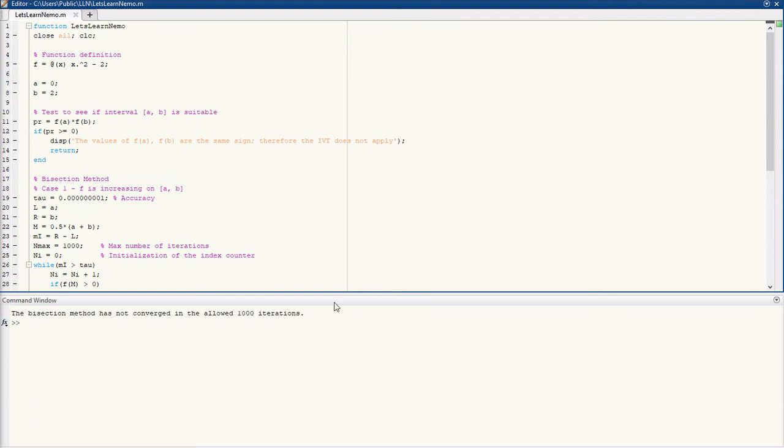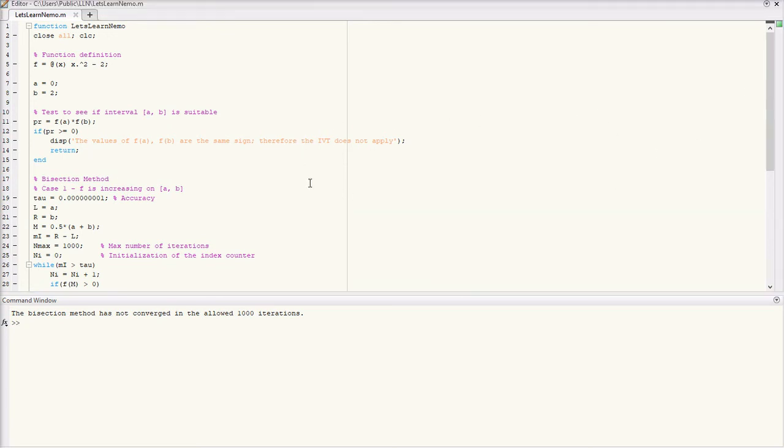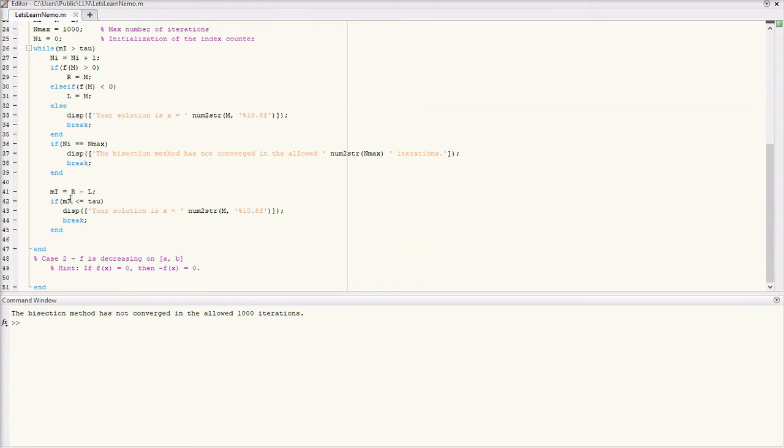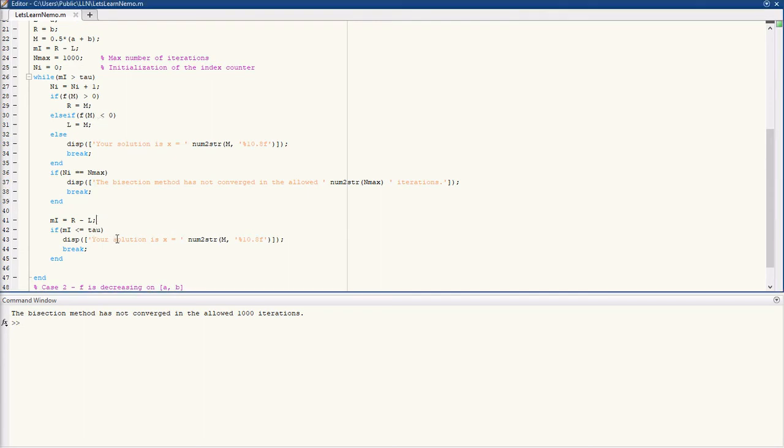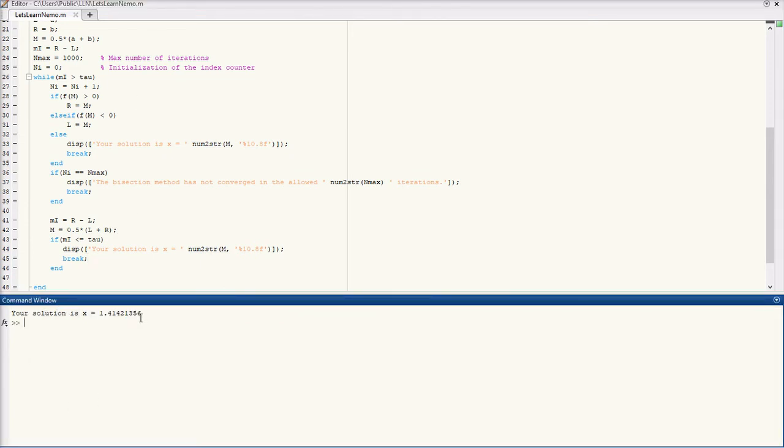So the bisection method has not converged in the allowed 1000 iterations. So what is going on here? All right, so if you've noticed, we have not really updated our m value here. So our midpoint is not changing at all. So our m, remember, is the average of, where's my multiplication sign? Oh, there it is. So the average of L and R, because remember, L and R have changed in the previous steps, so therefore we should update our m as well. So let's test this out, and we get, so there is our square root of 2.